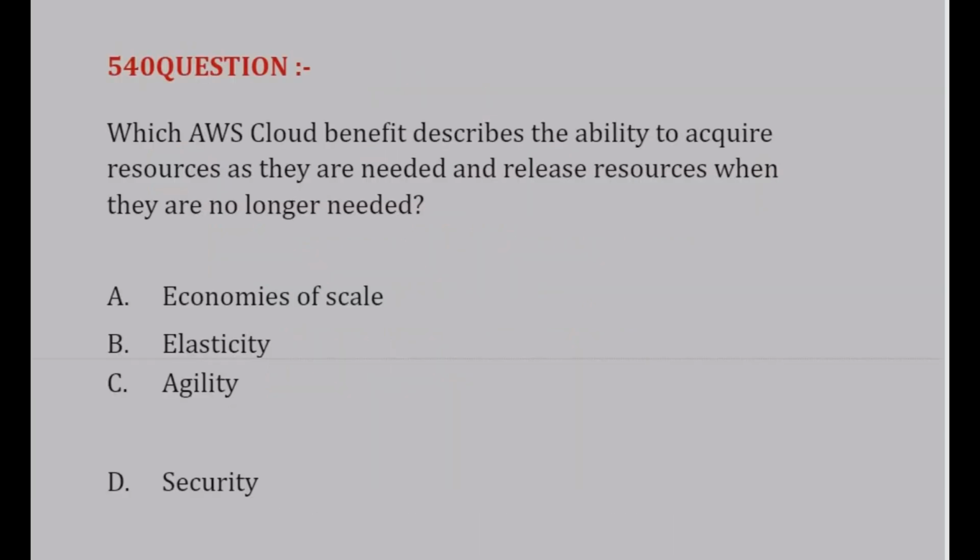Question is, which AWS cloud benefit describes the ability to acquire resources as they are needed and release resources when they are no longer needed? Option A, economies of scale. Option B, elasticity. Option C, agility. Option D, security. Correct answer is option B.